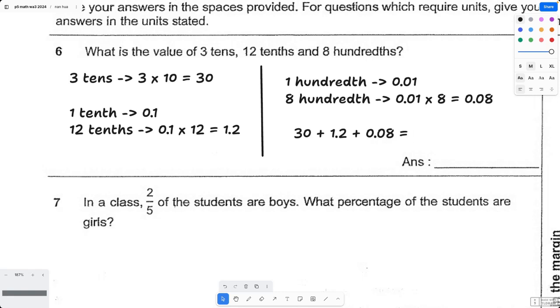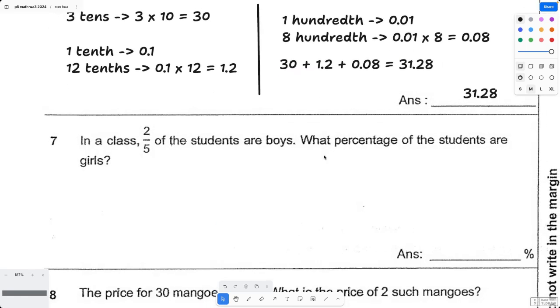0.08 is equal to 4.28. So that's, oh sorry, it's not 4.28, it's 31.28. All right, and that's the answer. Okay, I was just testing you guys. All right, yeah, I also make common mistakes. Okay, so 30 plus 1.2 plus 0.08 is 31.28 in this case over here. All right, let's move on to the next question.